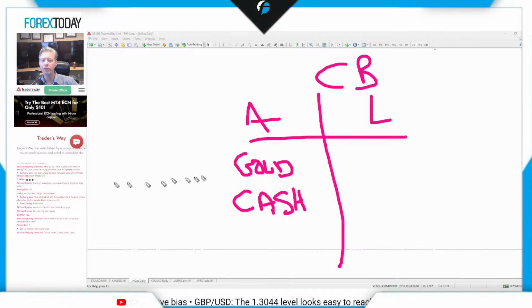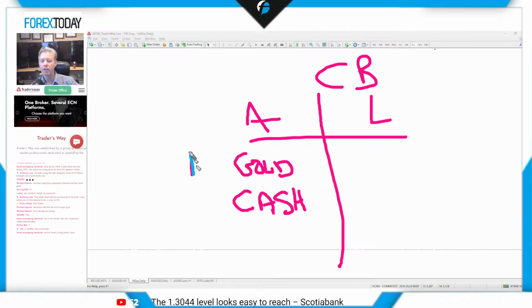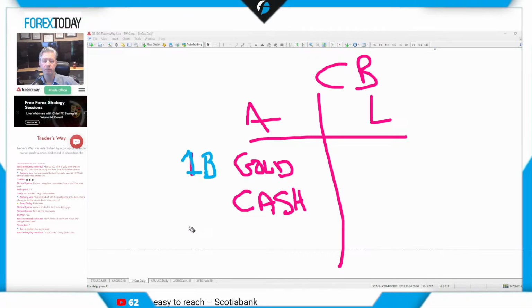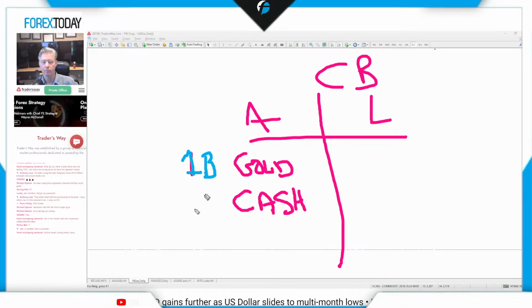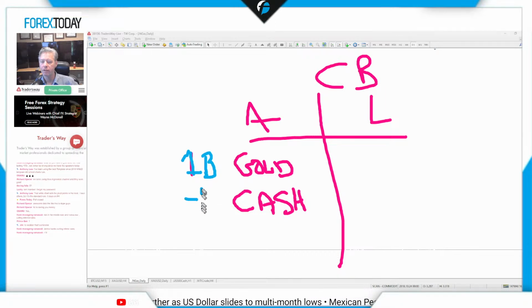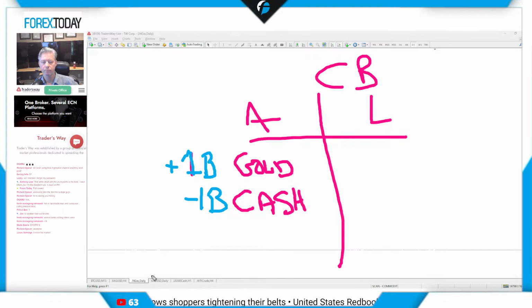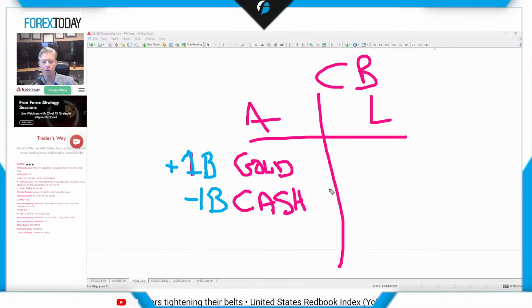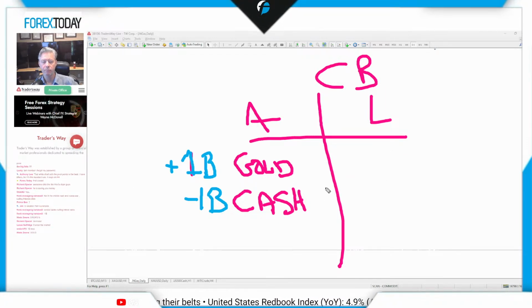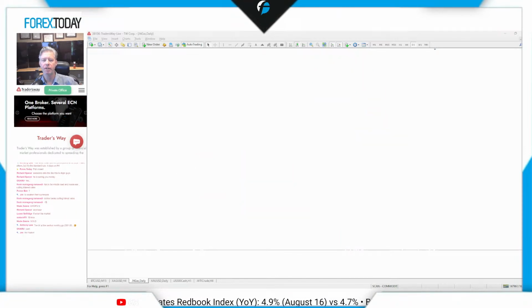buys 1 billion in gold. Oops, it's supposed to be blue. There we go. 1 billion in gold. What happens to cash? Minus 1 billion. Okay, great. Where did the billion go? Yeah, they had to pay somebody for the gold, right? Yeah, okay. So, great. And usually that's a foreigner.